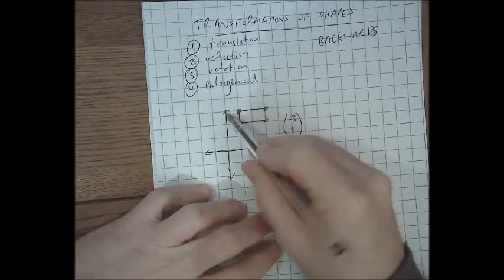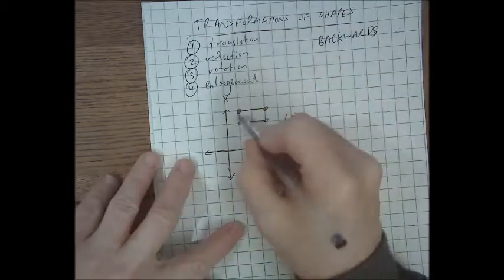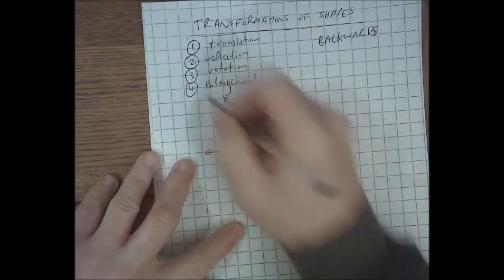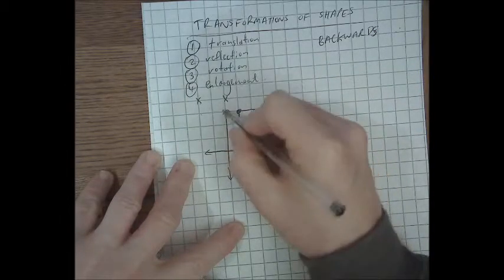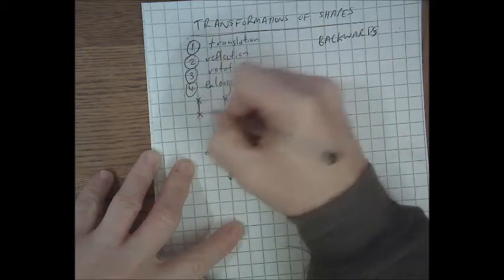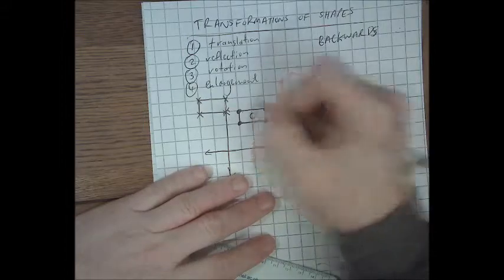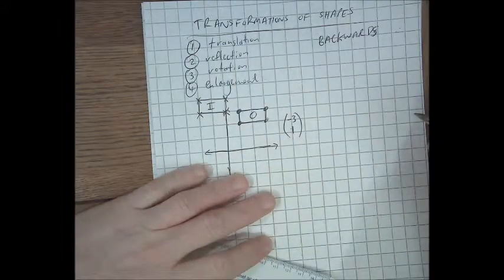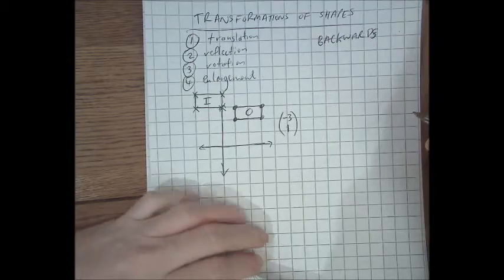1, 2, 3, 1. So that fat dot has become that cross. 1, 2, 3 up. So that fat dot has become that cross. 1, 2, 3 up. 1, 2, 3 up. And now connect the new ones, doing your best to mimic the original shape. So that's called the original, and that's called the image. So that is a translation.